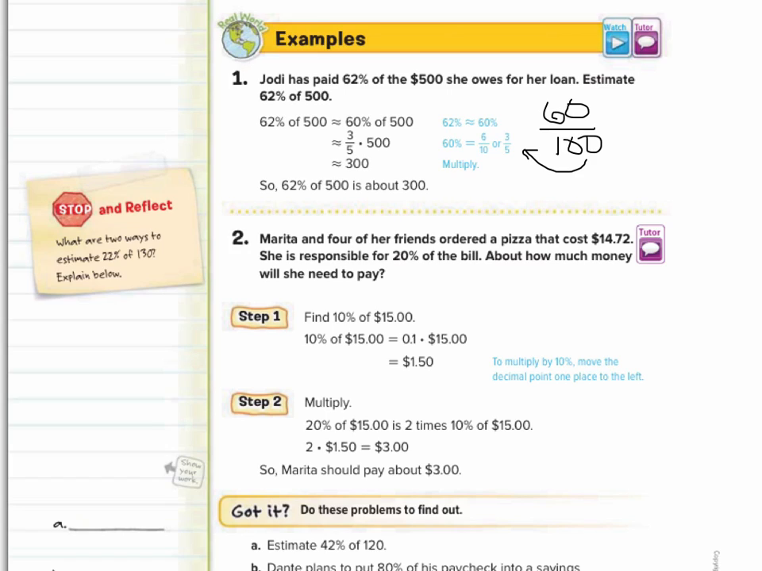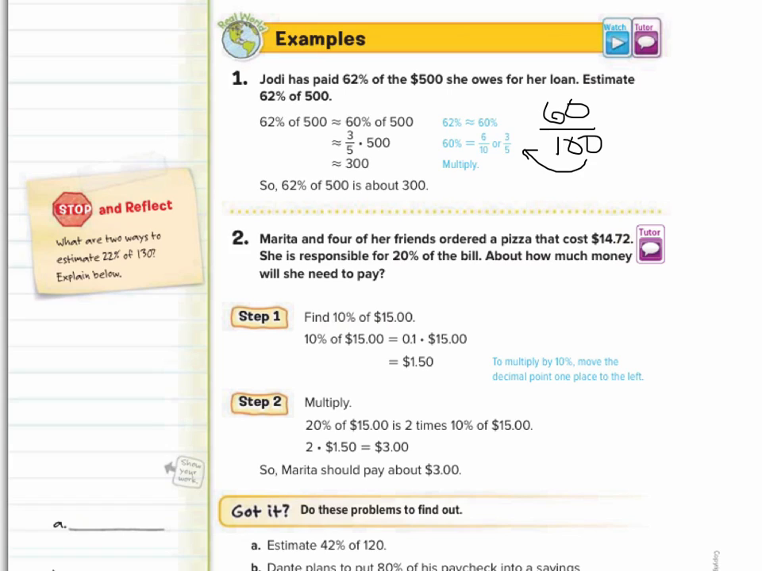Marita and 4 of her friends ordered a pizza that cost $14.72. She is responsible for 20% of the bill. About how much money will she need to pay? Well, step 1, find 10% of 15. And again, this is an estimation question, about. So we can estimate $14.72 into $15.